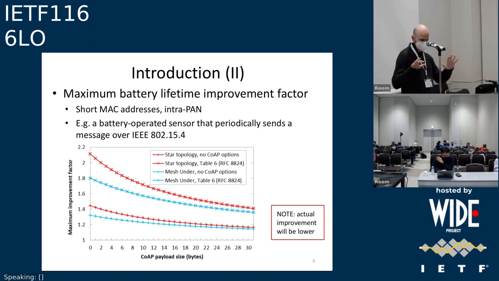So we consider 2 different scenarios, the star topology, meaning one-hop communication, and multi-hop, but with mesh under. And also we are considering the 2 possible cases for the CoAP header. So as you can see, the improvement factor decreases with the CoAP payload size, although it remains quite significant, at least for some range of payload sizes. And nevertheless, we need to keep in mind that in practice, the actual improvement will be somewhat lower. Next, please.